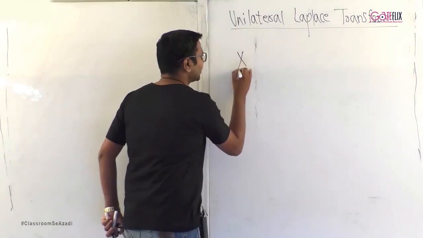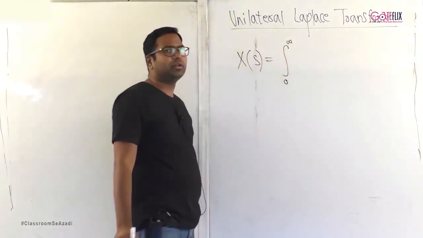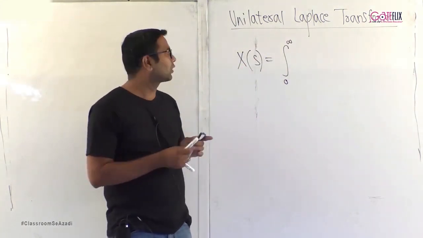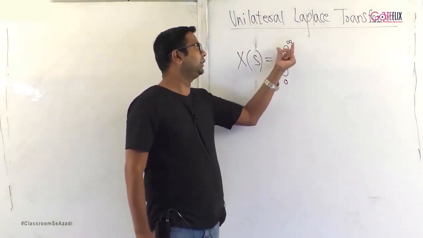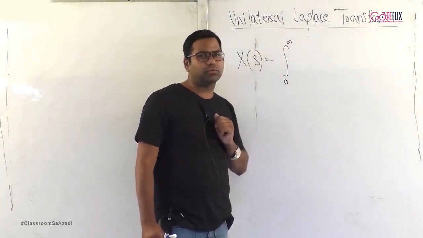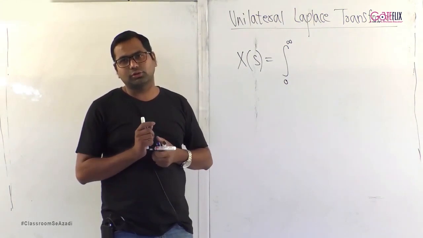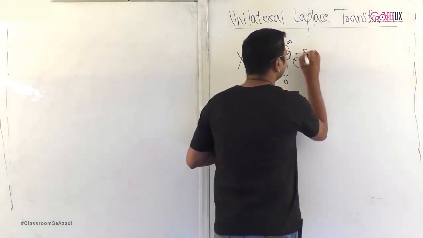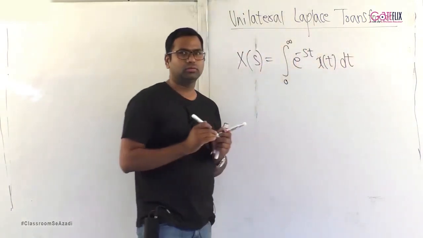The unilateral Laplace transform is denoted and defined as capital X of s is equal to integration 0 to infinity. If you remember, for bilateral Laplace transform, the integration goes from minus infinity to infinity. But for unilateral Laplace transform, it goes only from 0 to infinity. The unilateral Laplace transform is also called the one-sided Laplace transform. The definition of this will be e raised to minus st x of t dt.